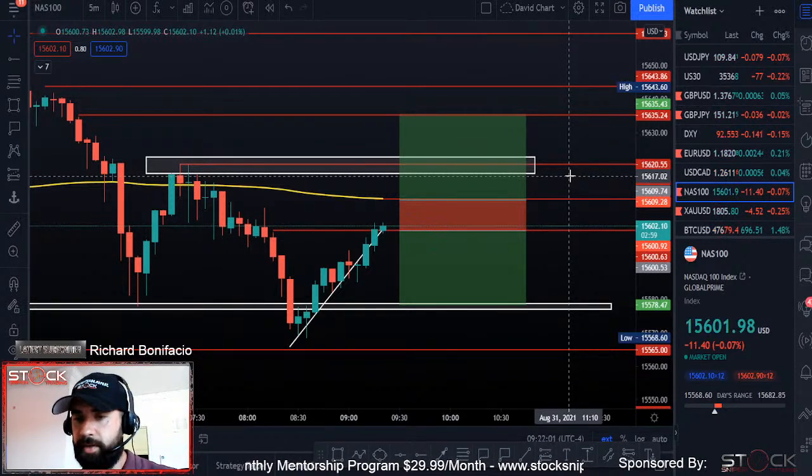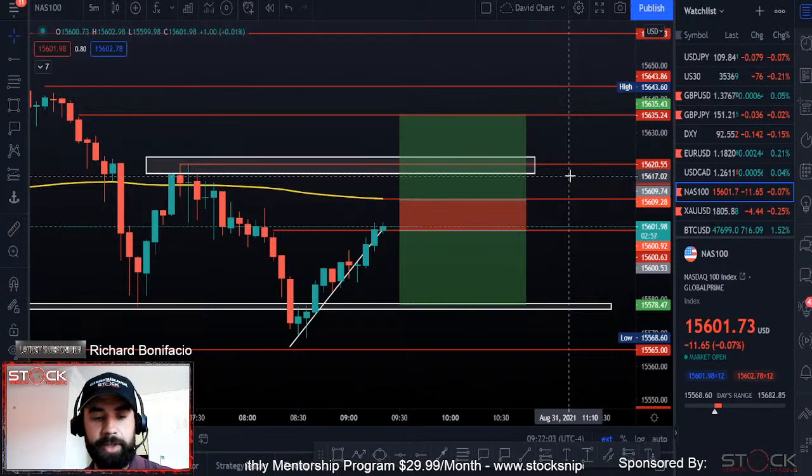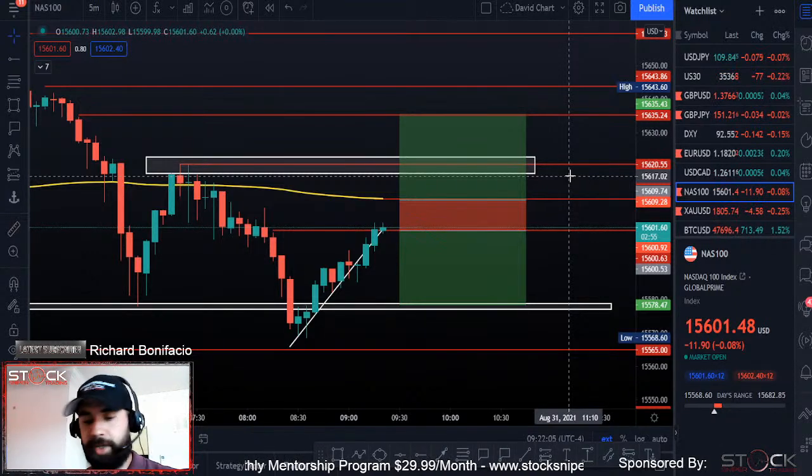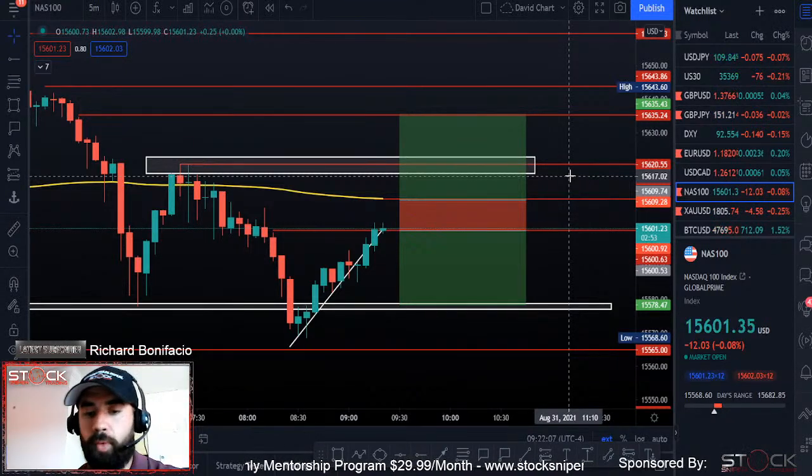Okay, guys, 922. What do you guys want to trade? First 15, what do you guys want to trade? One comment only, please, guys, if you don't mind, okay?